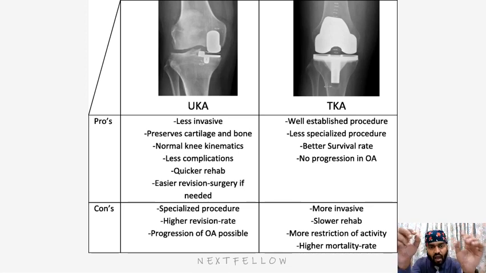So if you see in this comparison of a unicondylar knee arthroplasty and a total knee arthroplasty, the basic take home messages are: a unicondylar knee arthroplasty is less invasive, you can go quickly to rehab, and the cons is it's a very specialized procedure and it should be done by a person who's trained in it. And second, proper selection of cases is of utmost and paramount importance to do a unicondylar knee arthroplasty.